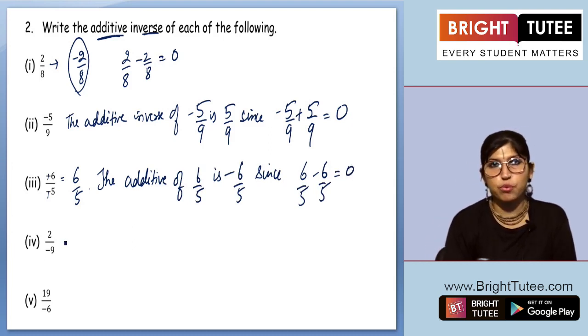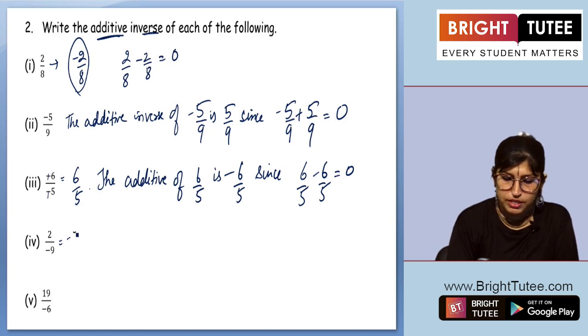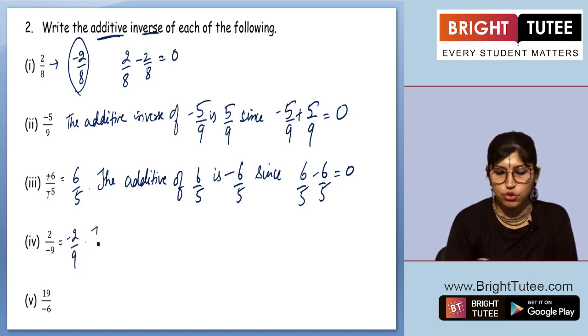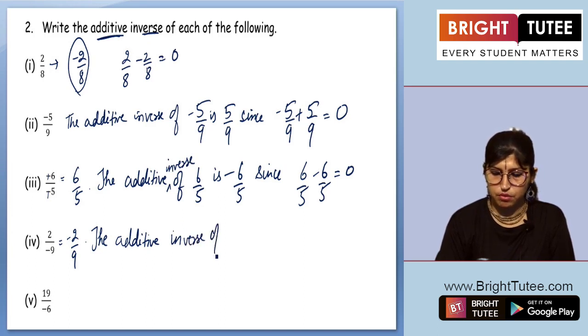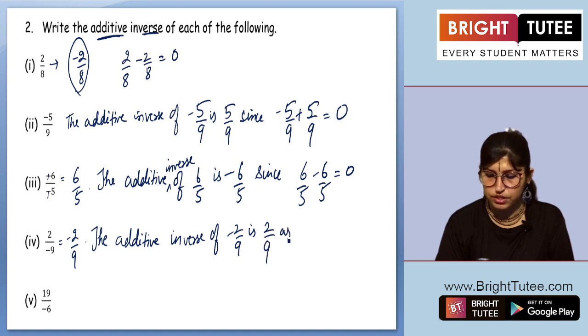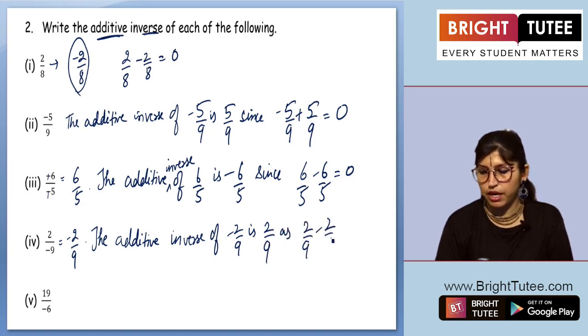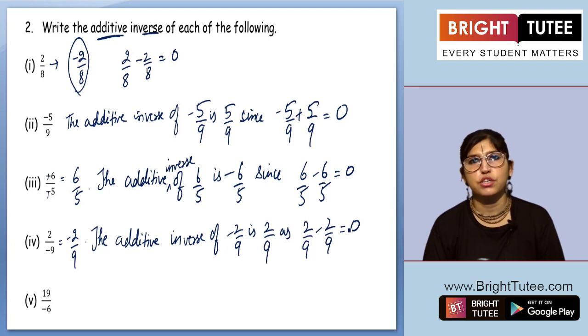Now let's move on to 2 upon minus 9, or we can say minus 2 upon 9. So what will be the additive inverse? Yes, you're right. The additive inverse of minus 2 by 9 is 2 by 9, and we know the reason: 2 by 9 and minus 2 by 9 will equal 0.